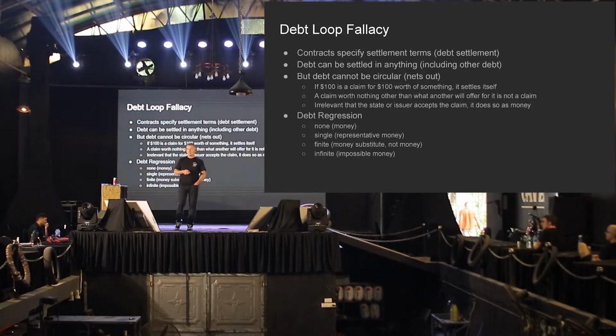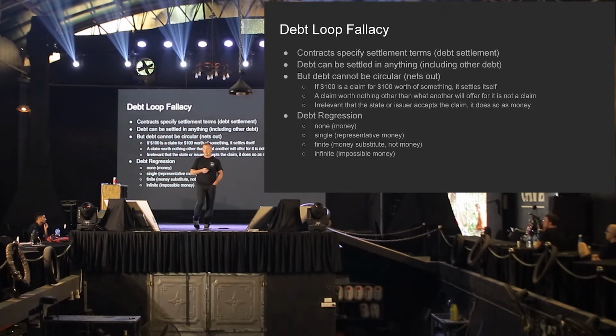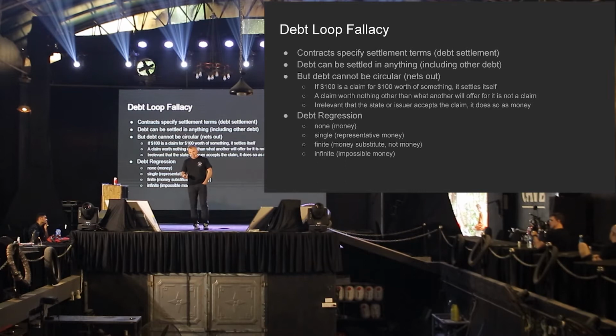It represents a certain amount of something else. It's credit, like a bank account, right? You can go get something else if you want, and the other person owes you that if they're obligated to provide it. So it's a single regression. It's kind of a special case of the general case, which is finite regression. Money substitutes. They're not money. They're claims on the money. They're IOUs on the money.